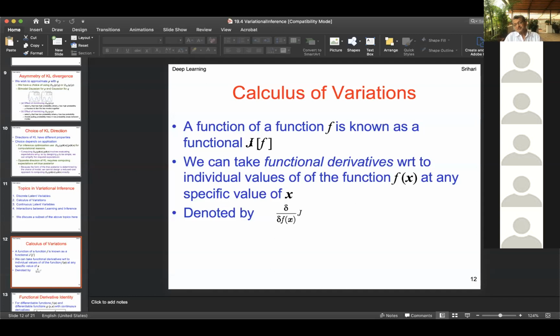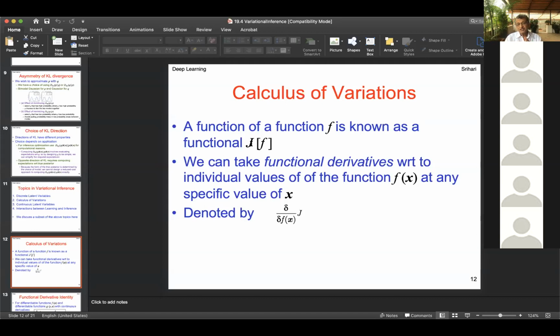So then the question comes in: which function is going to make my J functional value the highest? For entropy, if all values are equal in your function, then entropy is maximum. We know that, right? So most uncertainty, when all possible values are equally likely, entropy is the highest.